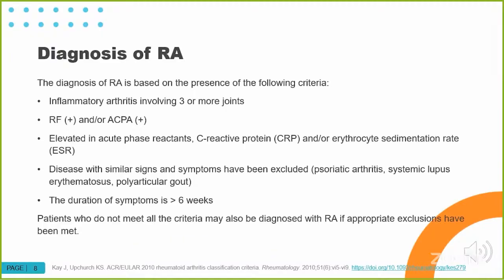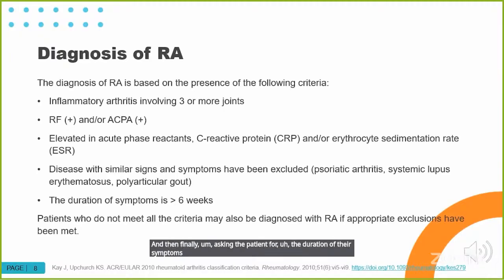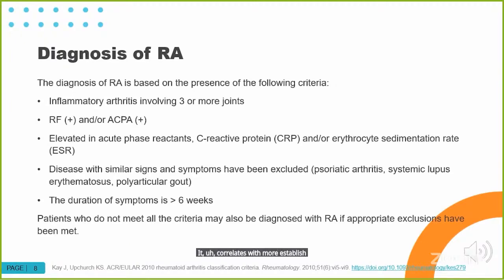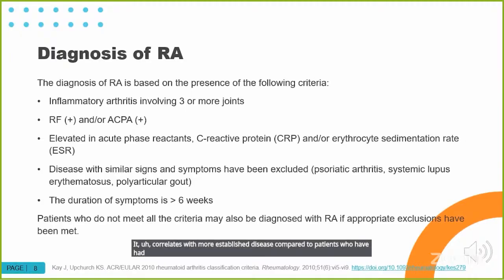And then finally, asking the patient for the duration of their symptoms. So this is completely patient reported. If the duration of their symptoms are longer than 6 weeks, it correlates with more established disease compared to patients who have had the symptoms for a much shorter period of time.